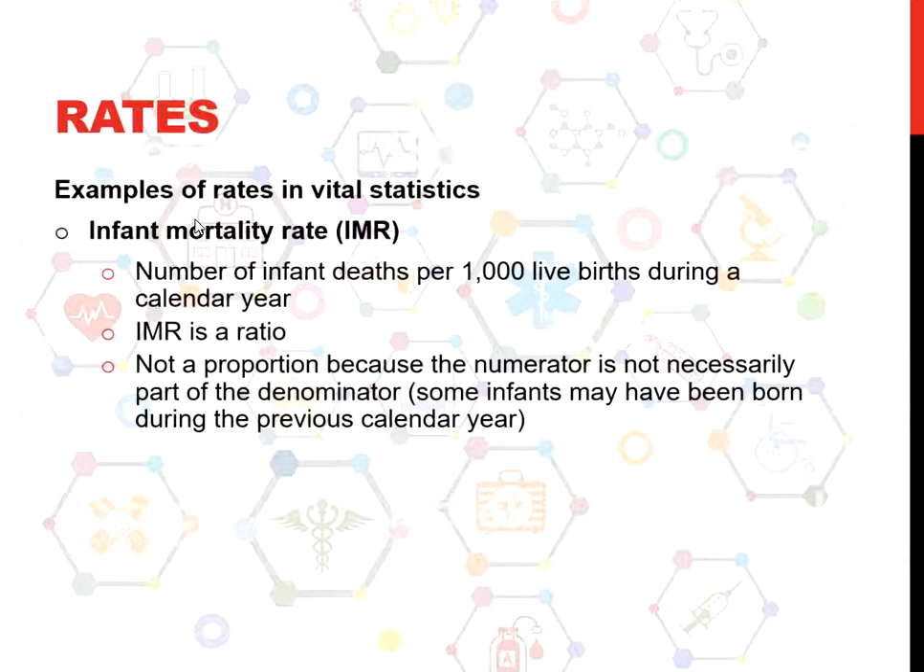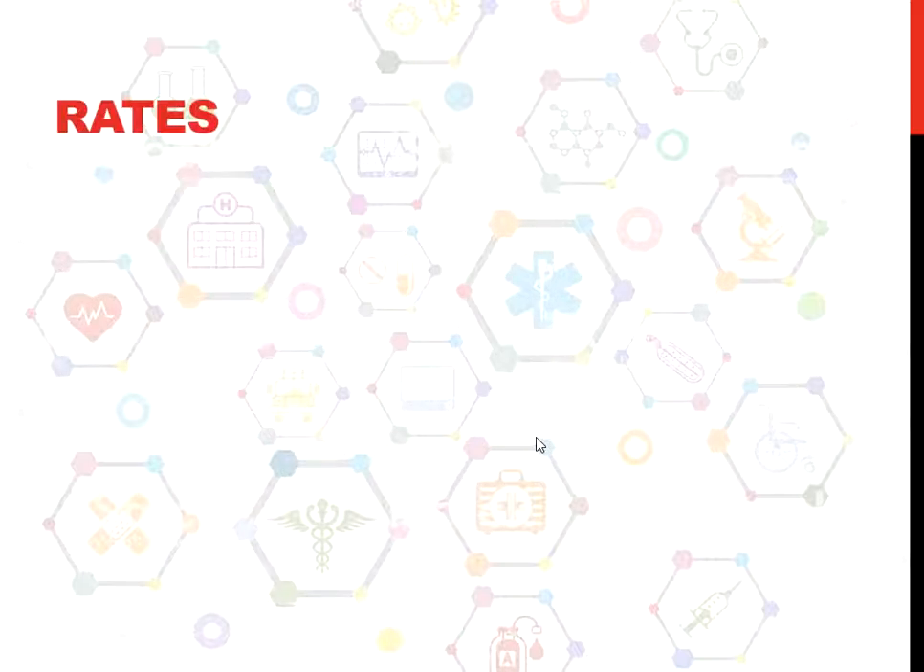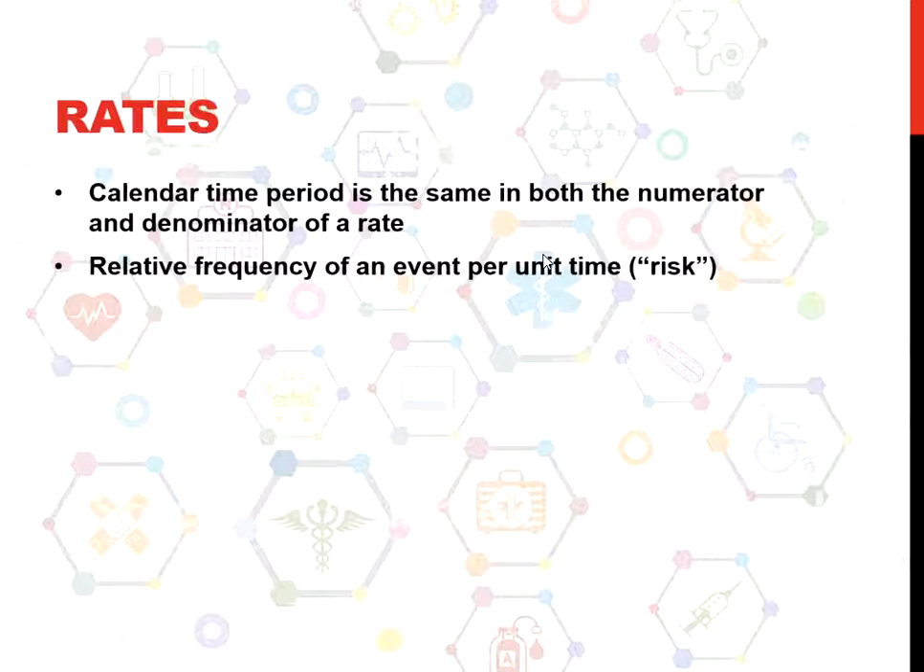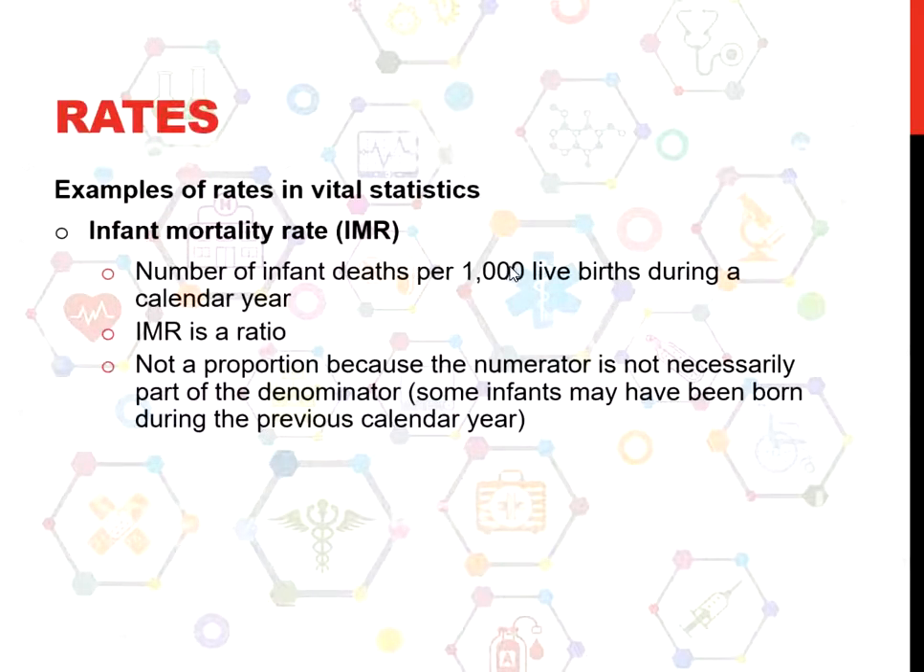Example. Infant mortality rate. So number of infant deaths per 1,000 live births during a given calendar year. So A is number of deaths. Doon sa ating example kanina, ating formula. Nasaan yung formula? So number of deaths plus total infants. So per calendar year, so 1 year yun usually. So K is based on the population. So per 1,000 live births yung ginamit in a calendar year.